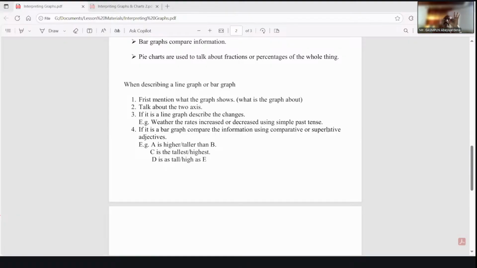One is by adding ER and EST to the positive. Tall, taller, tallest. Short, shorter, shortest. Hot, hotter, hottest. That is one way of making comparative and superlative.